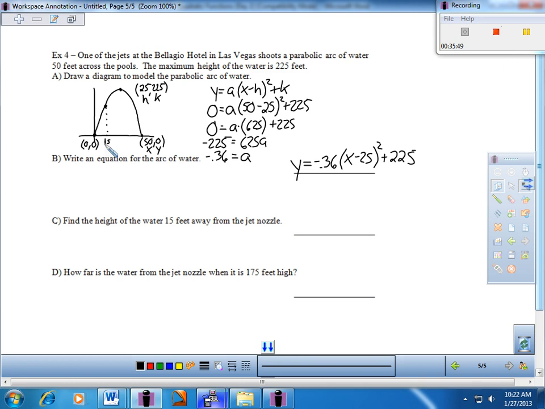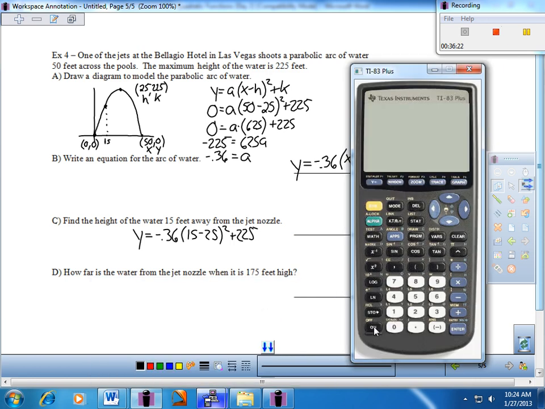And so the nice thing about this is, given an x, I should let the calculator do the work. We just need to find the y. So 15 minus 25, then it'll be squared, and add the 225. And that's it. Given one, find the other.